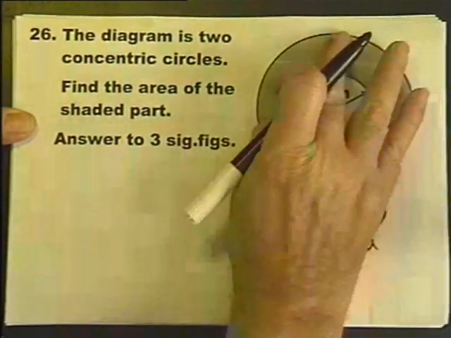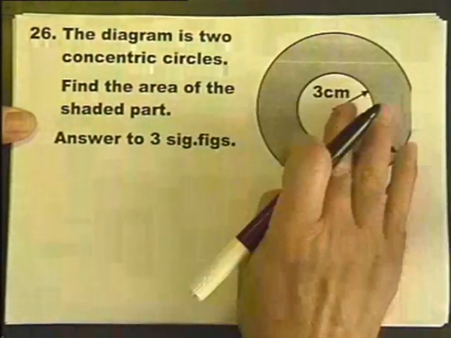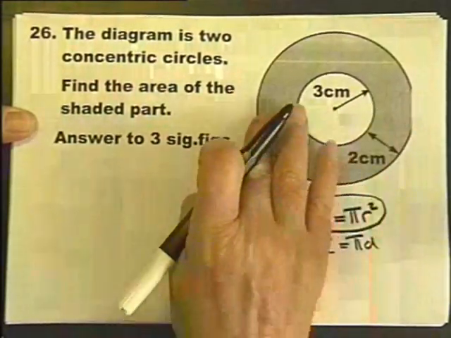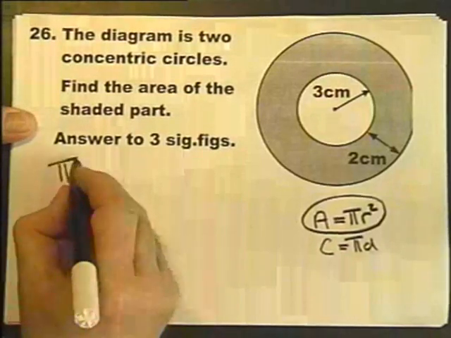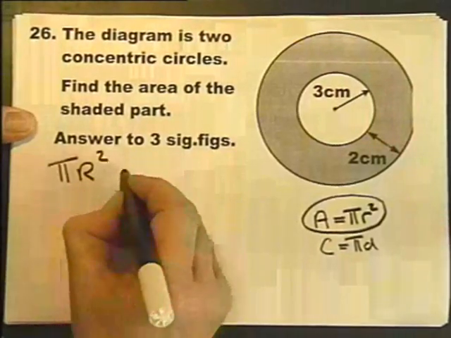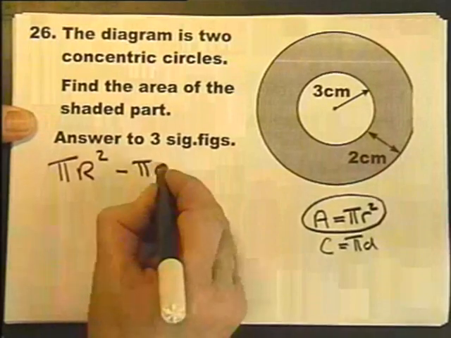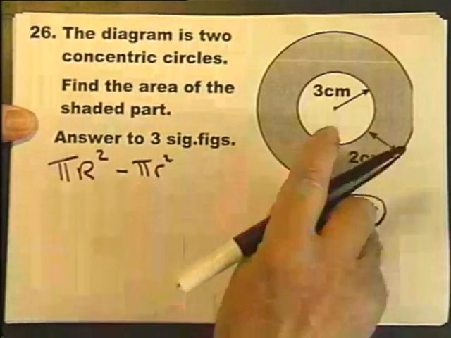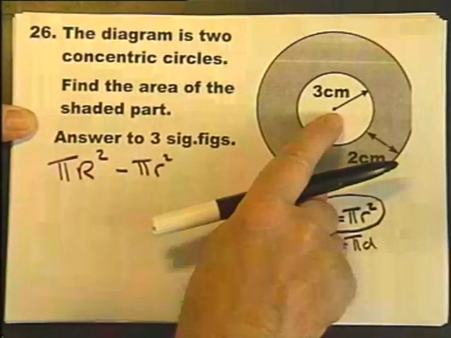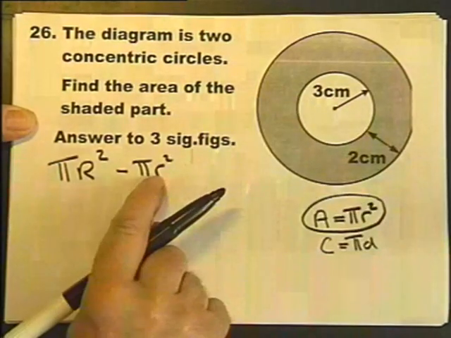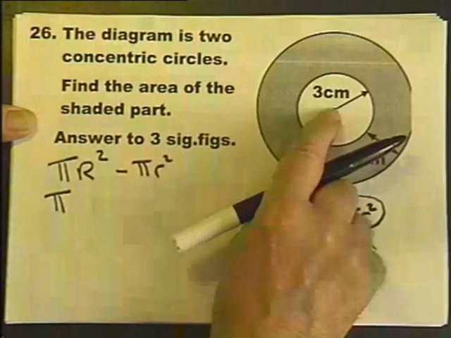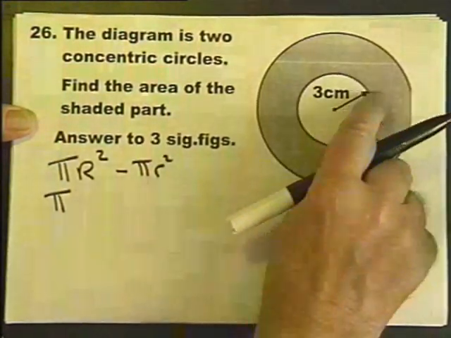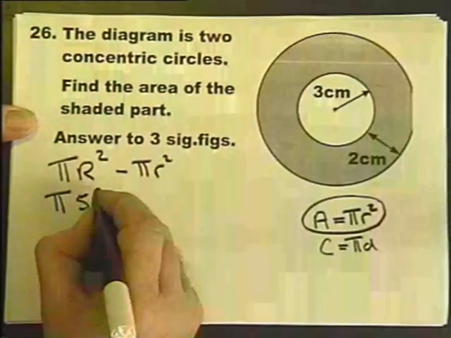So what I can do is find the area of the whole circle and then take away the area of the small circle and be left with the shaded bit. And I can show that by writing it like this, where r is the radius of the big circle and little r is the radius of the small circle. So we've got pi. Now if that's 3 and that's 2, then the radius of the big circle is that.